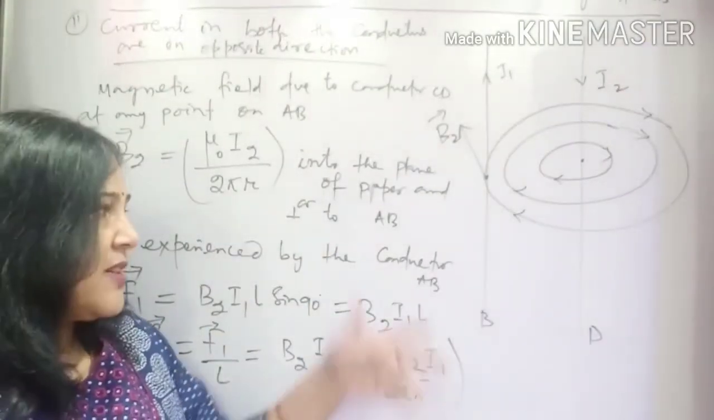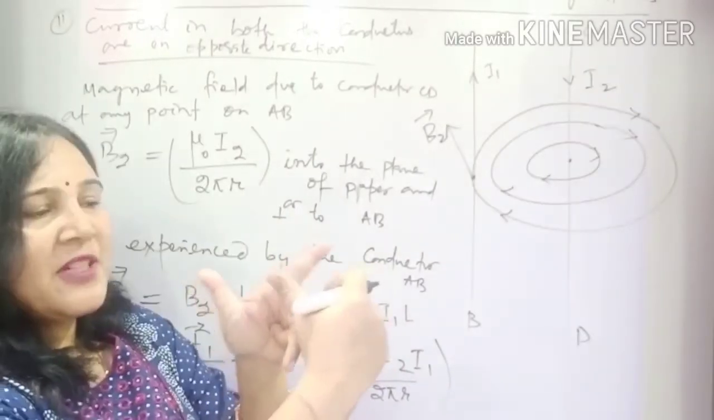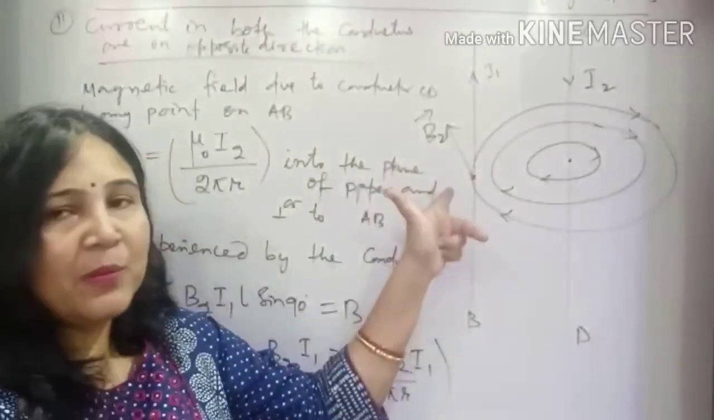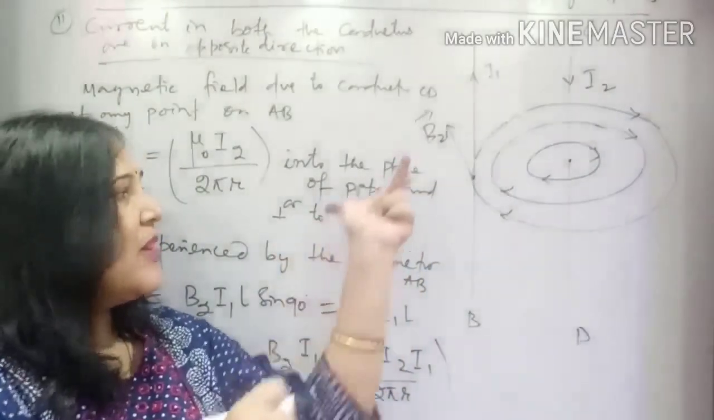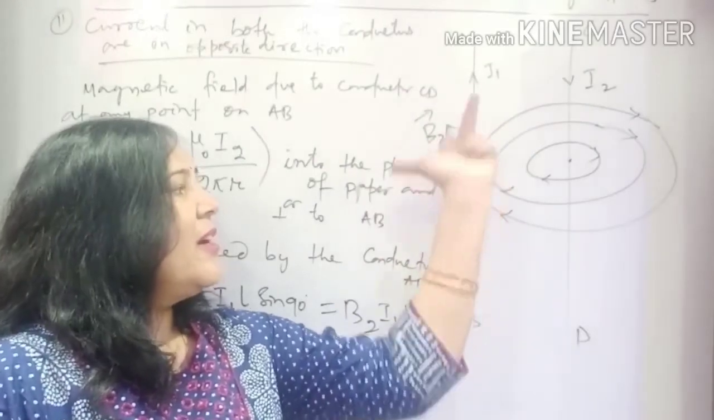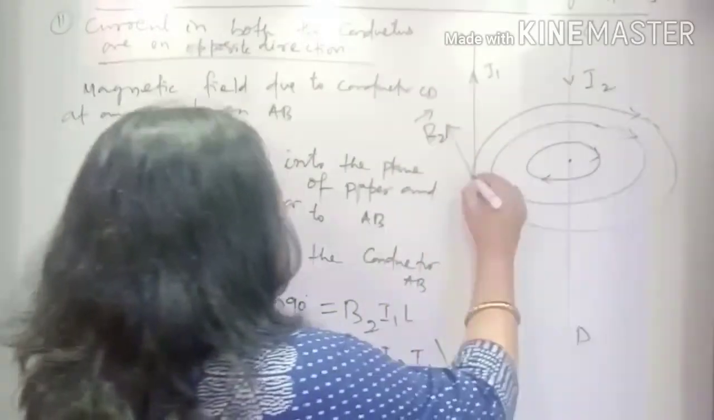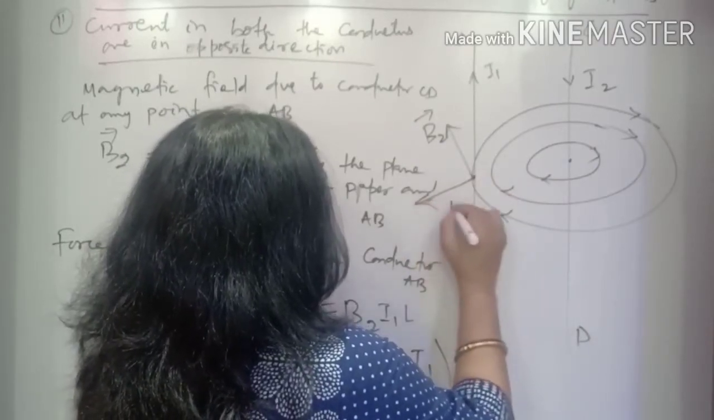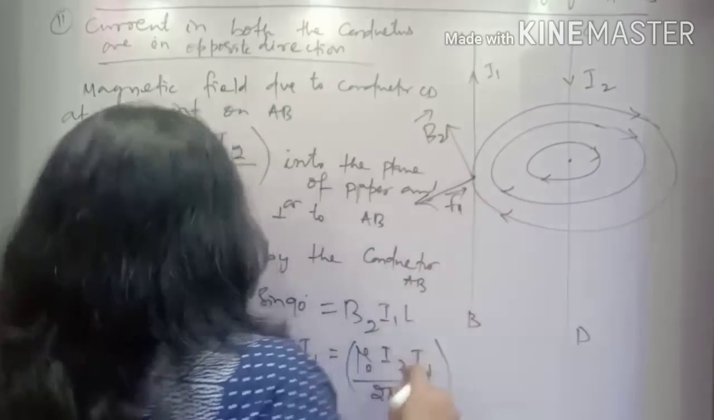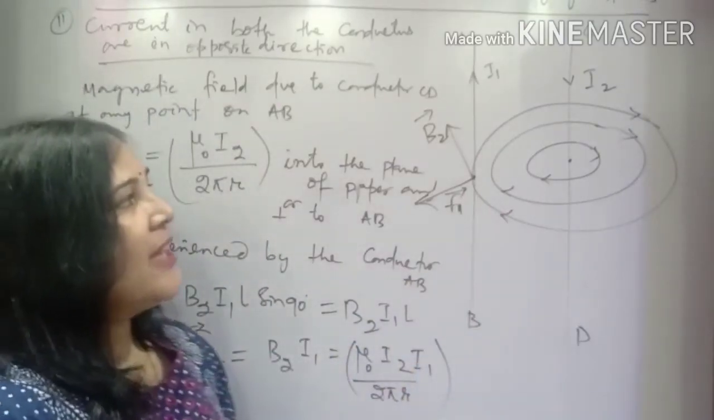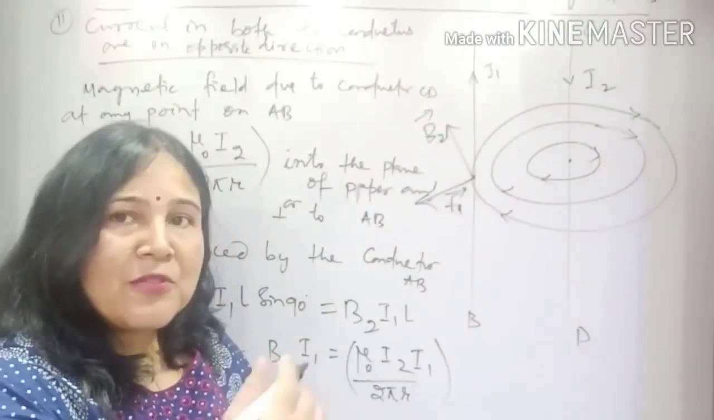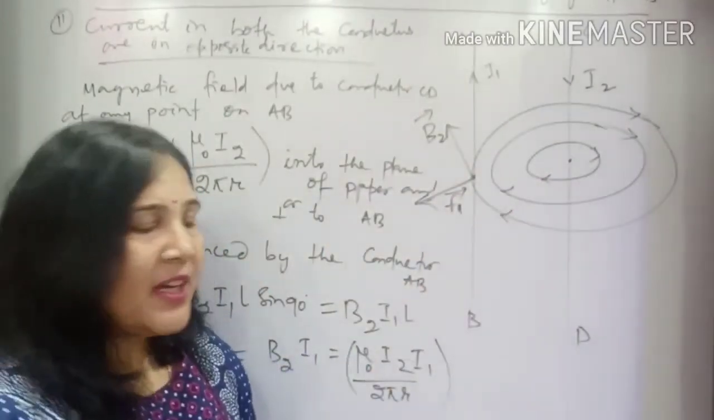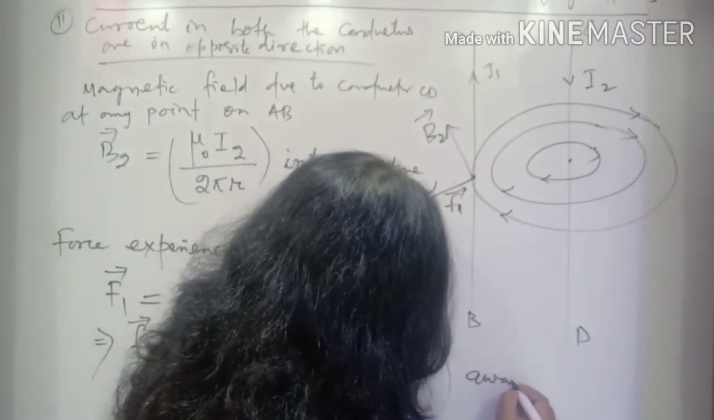But to find out the direction, I will use Fleming's left hand rule. This first finger is pointing in the direction of the magnetic field. As I have said, it is going into the plane of paper, right? And this is the direction of the current. Now what is the direction of this force? So the direction of the force is this one. So this is F1's direction. So that means we can say that the force which is acting is away from the conductor CD. Look, it is moving away from the conductor CD.